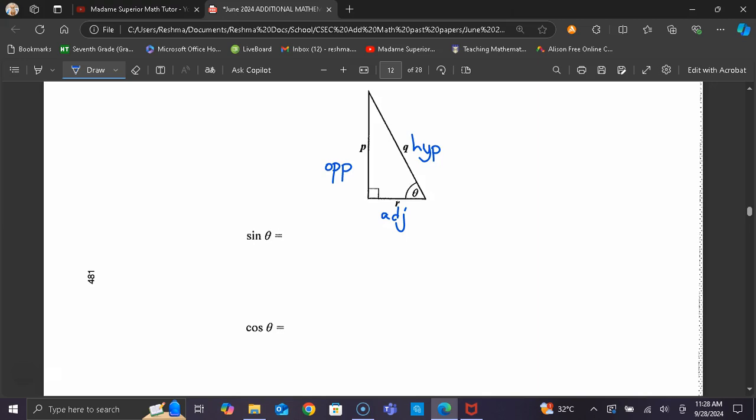So sine theta is equal to opposite over hypotenuse, which is equal to P over Q, and cos theta is adjacent over hypotenuse, which will be equal to R over Q.